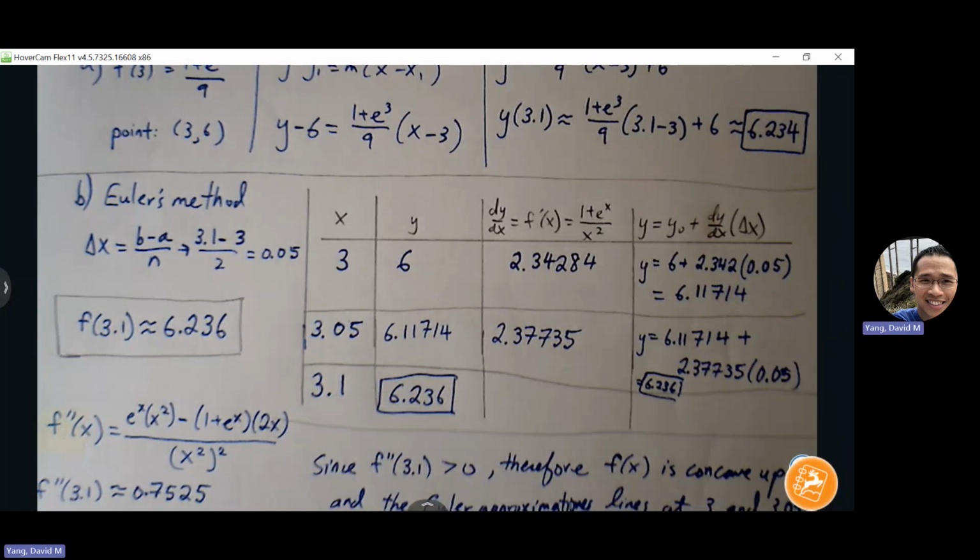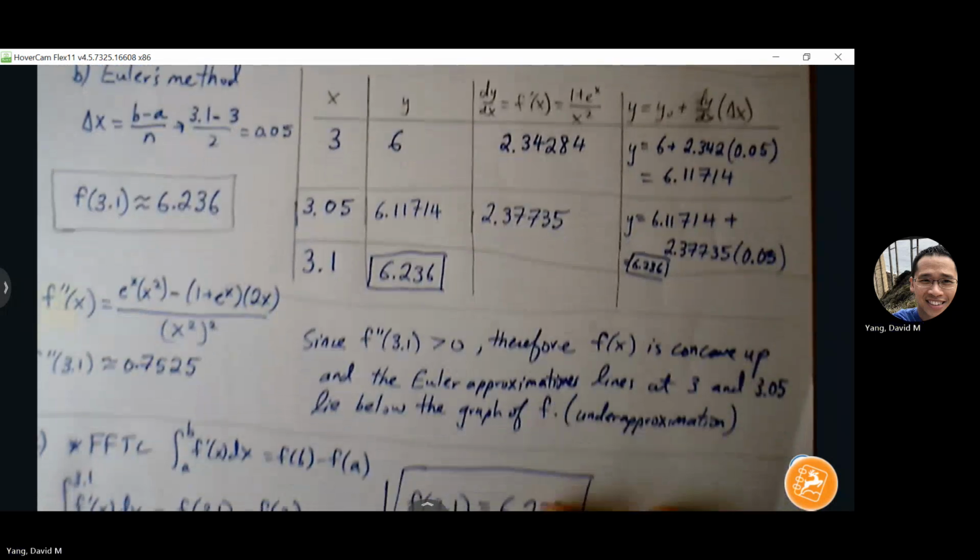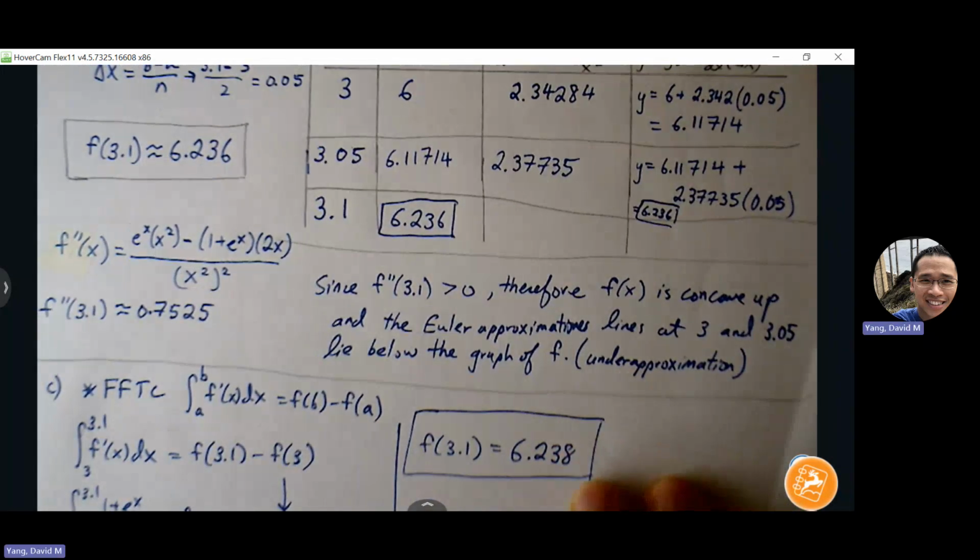So hopefully we've done enough of Euler's method where you just know that it's going to be a bit of a tedious process, but it's not difficult as long as we know how to create our table and fill in our chart. Okay, any questions with 9?